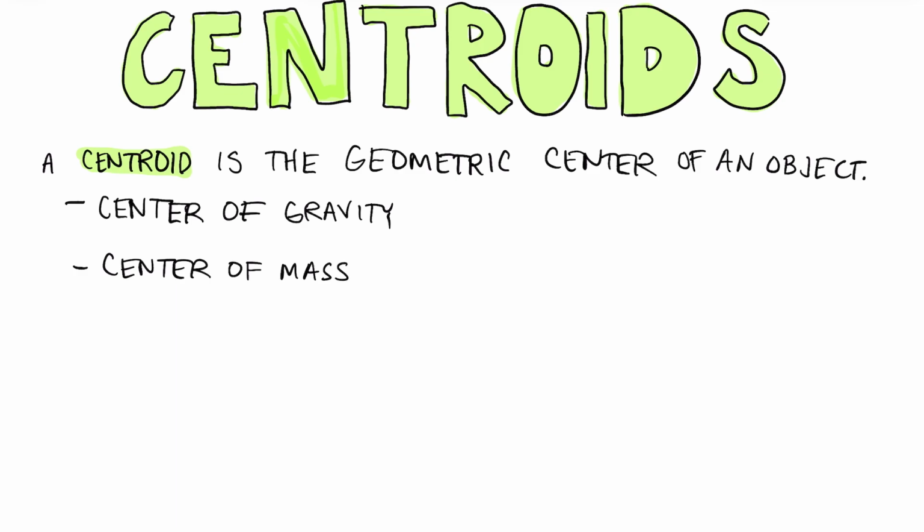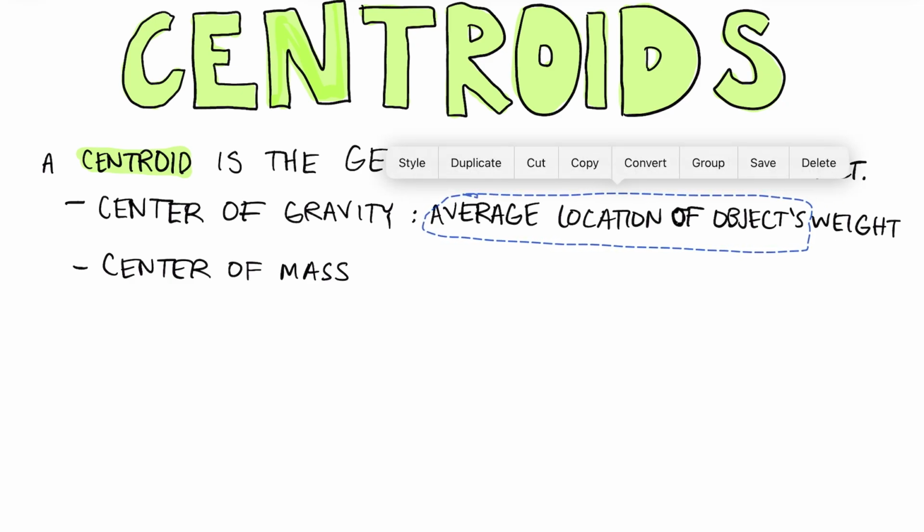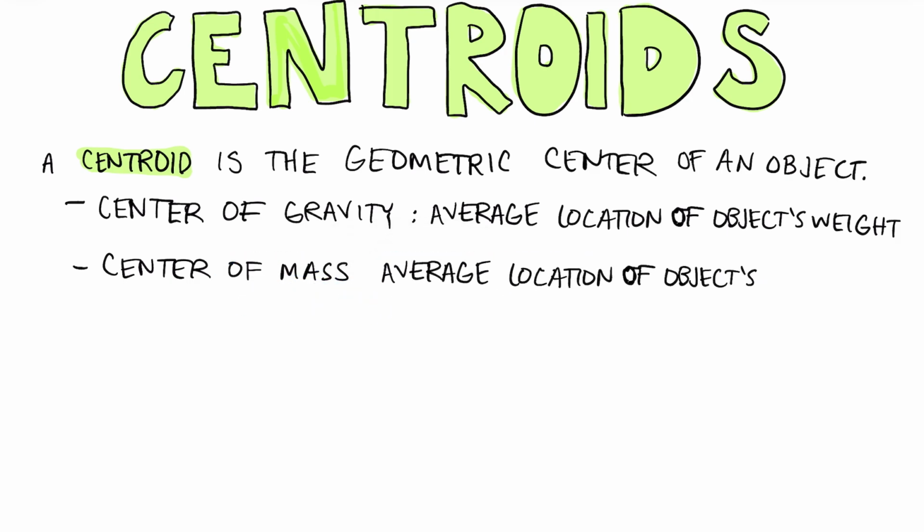Okay, so you may not have heard of a centroid before, but most of you have probably heard of the center of gravity, and that's the average location of an object's weight. And then very similarly, the center of mass is the average location of, you guessed it, the mass of the object.